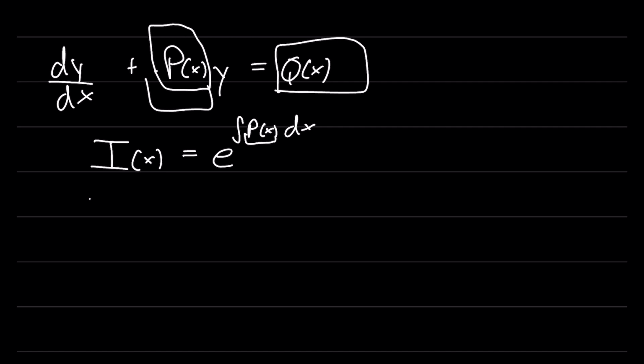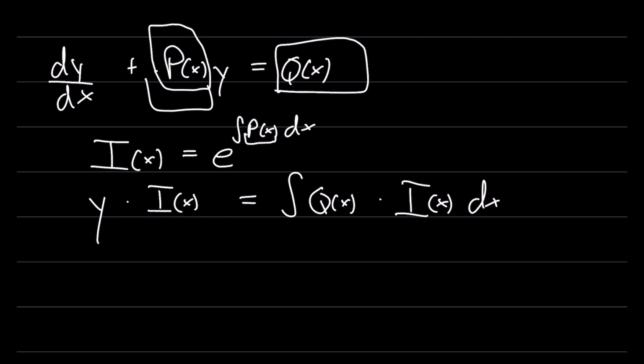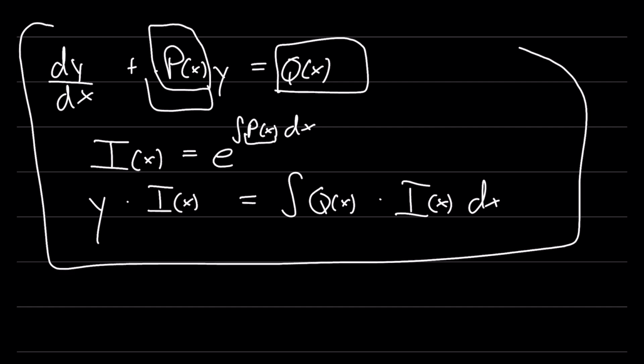Cool. And what do we do with the integrating factor? Whenever we get that, we're going to say y times the integrating factor is equal to the integral of q(x) times the integrating factor dx. And that's legit all of first order linear differential equations. This is all you have to know. This is the principle. If you understand this, then we can move on and you'll hopefully understand the rest of the video.